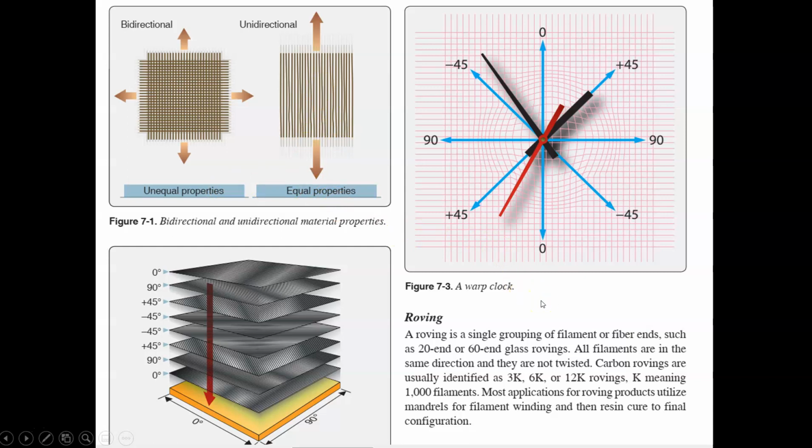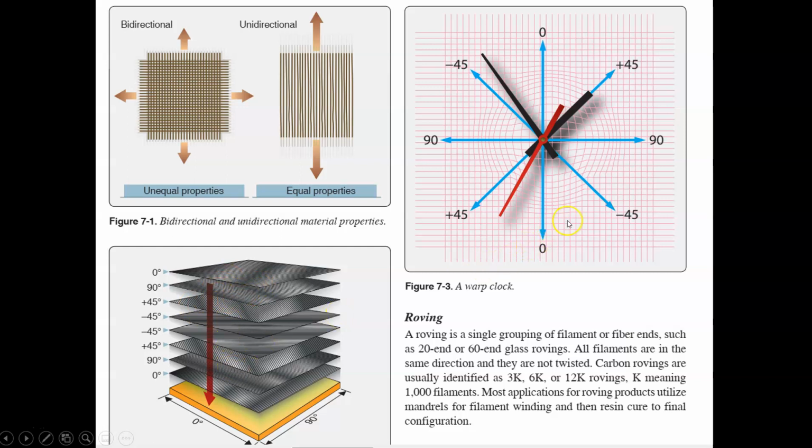Now, what is a warp clock? Warp is the direction of the longitudinal fibers, right? Warp, W-A-R-P. Warp is the direction of the longitudinal fibers. If you look at this picture here, they've laid this glass mat like this, and then at another angle, and another angle. That is to make the different layers carry loads in different directions. They've lined up the longitudinal fibers and rotated them layer over layer. This is a multiple layer layup.